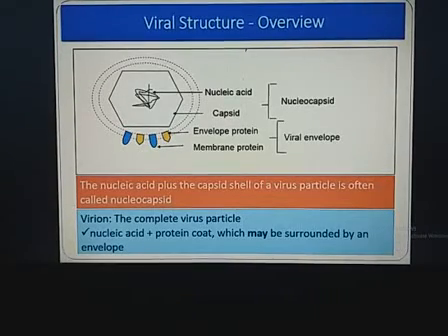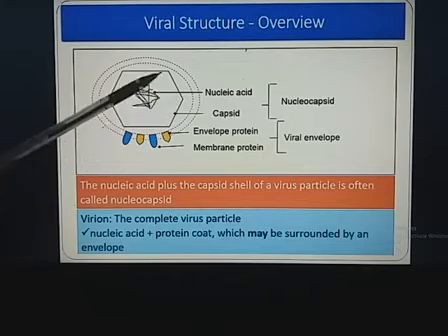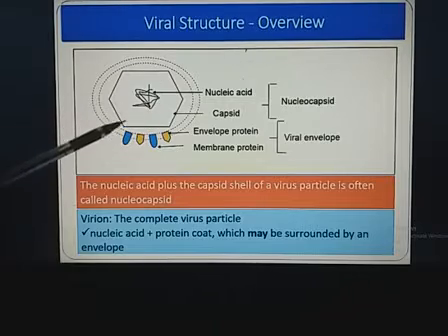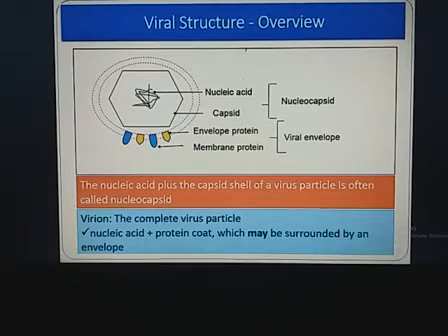So the nucleic acid plus the capsid shell of a virus particle is often called the nucleocapsid. That means the nucleic acid and capsid together form a nucleocapsid. Now what is a virion? A virion is basically the complete virus particle. That means the nucleic acid and protein coat, which may be surrounded by an envelope, and which is very much infectious. So this complete viral particle which is quite infectious is known as the virion.